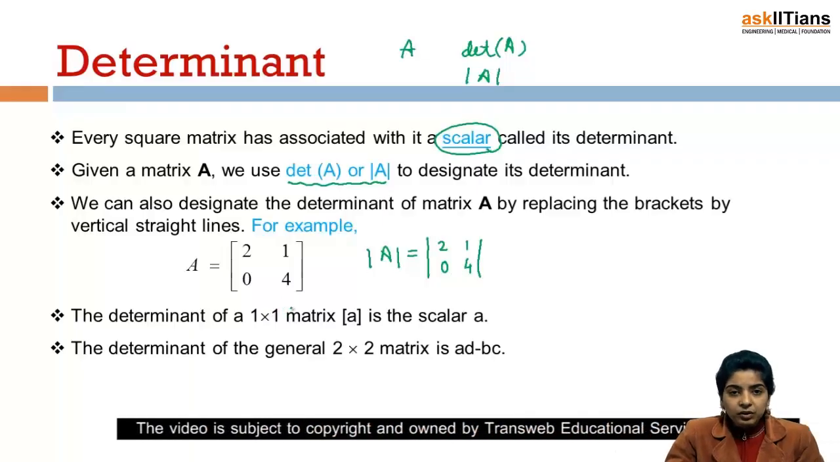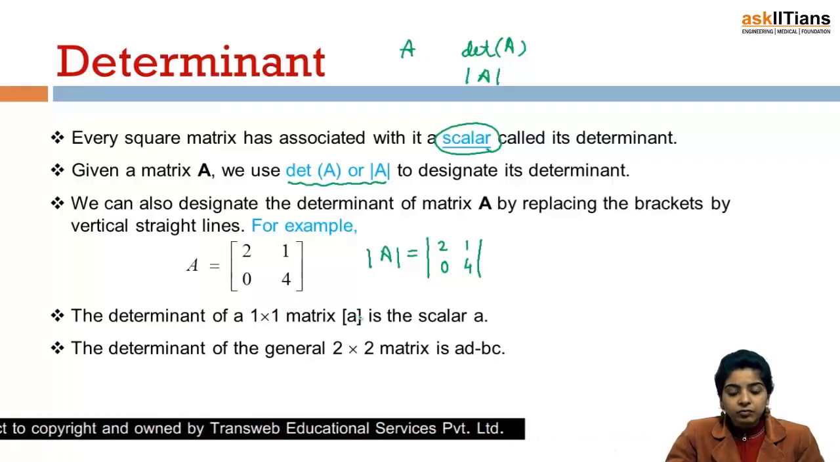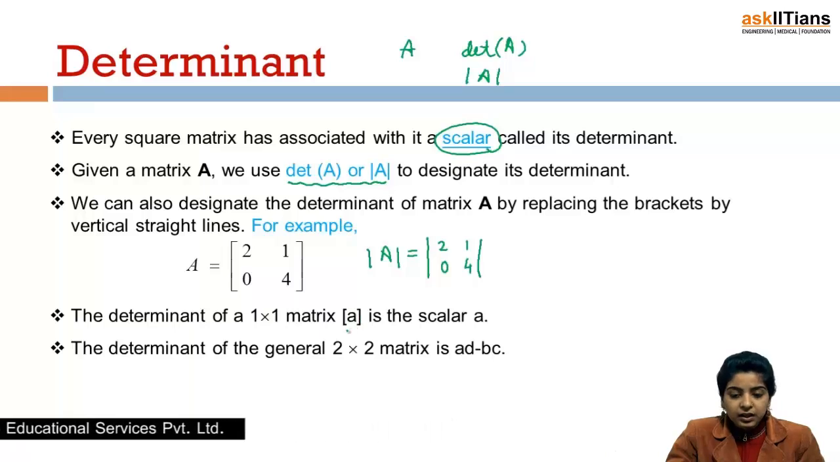Simply the determinant of a 1 cross 1 matrix. 1 cross 1 matrix is obviously a single element. This determinant is the scalar A. If you find out the determinant of this, that is simply A.